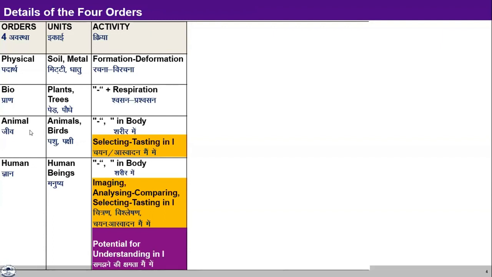Then in the animal order, we can see that there are two entities associated with every animal and bird. One is the body and another is the self. In the body, we can see that the activities are similar to what we were talking about in the bio order. So there's formation, deformation, and there's also respiration.